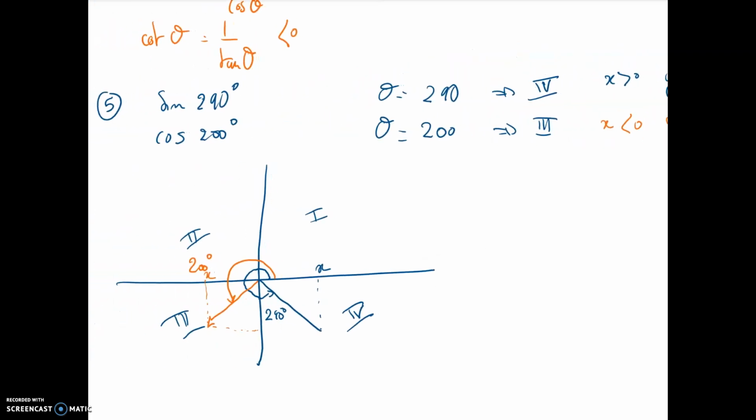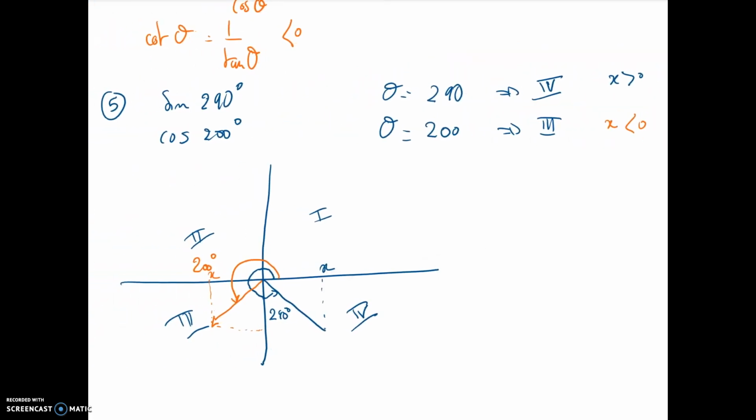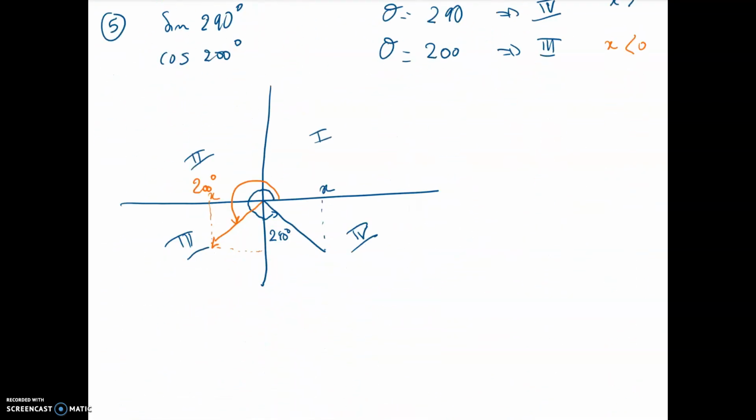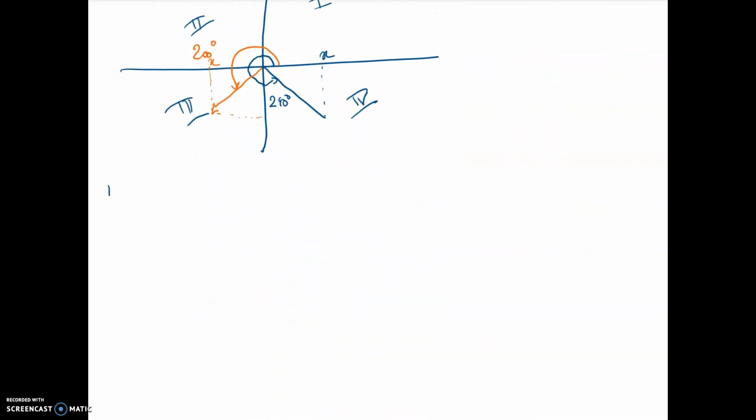All right, problem number 17. On this problem number 17, find the trigonometric functions of theta if the terminal side passes through the given point. So we have x equals 2 and y equals 1.